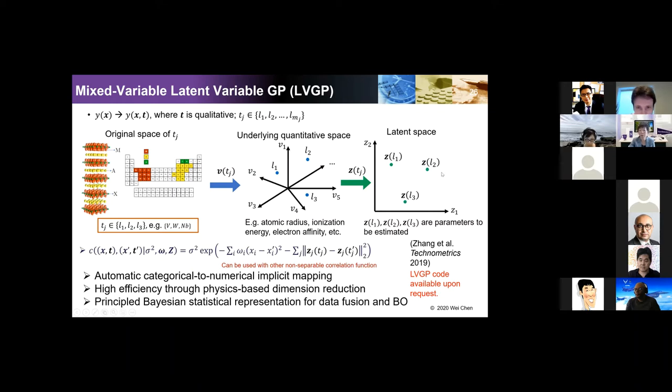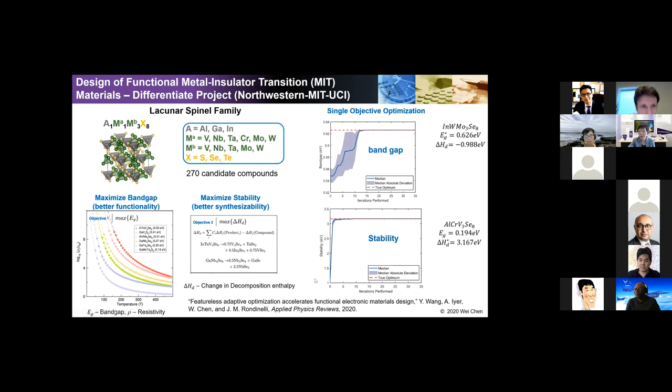So it really provides an easy way to connect with experimental calibration, or fusing different data from low fidelity and high fidelity, as well as Bayesian optimization. Just to show you an example of how powerful the efficiency of this method is, we applied it to this MIT material design for the lacunar spinel family.